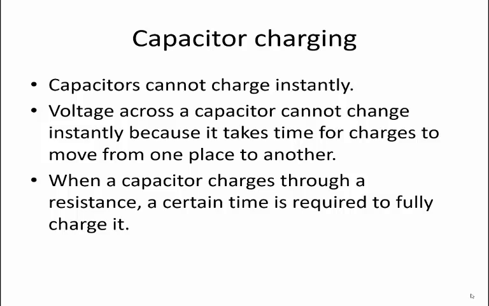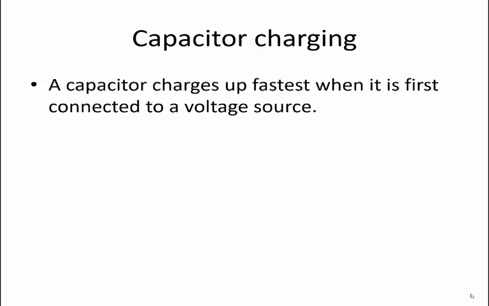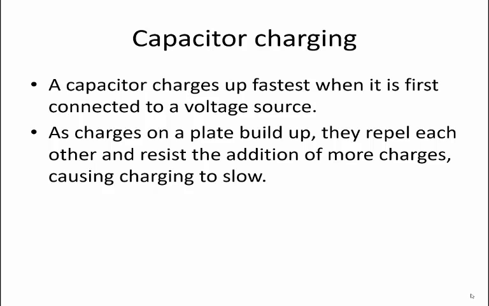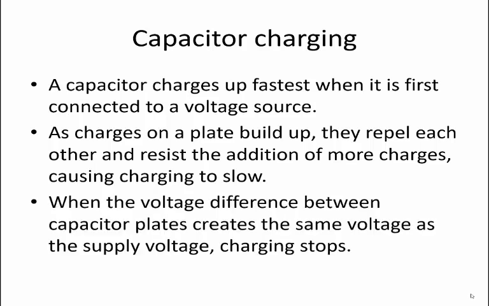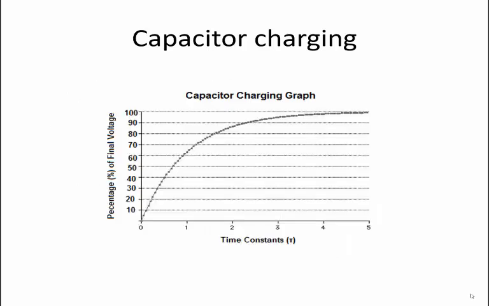So when a capacitor charges through a resistance, a certain time is required to charge that capacitor. Now it charges up fastest when it's first connected to the voltage source. And as the charge builds up on the capacitor, they repel additional charges being added, causing the charging to slow down. So when the voltage difference between the capacitor plates creates the same voltage as the supply, then charging stops.